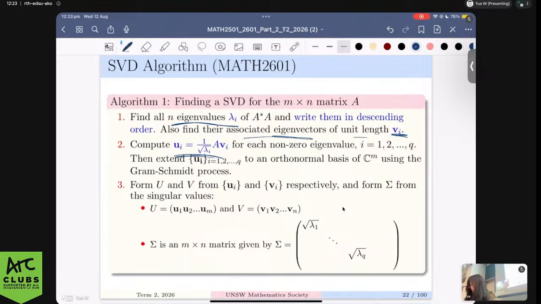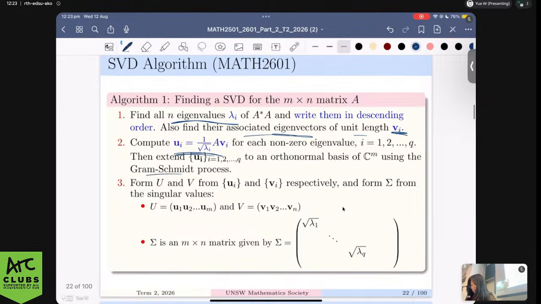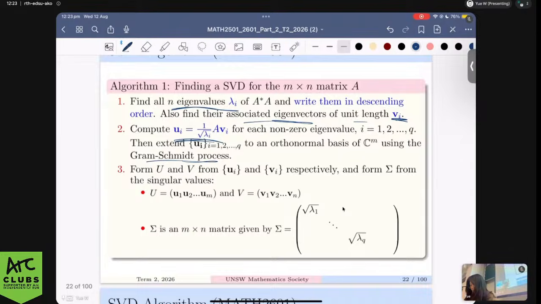And from there you can extend it to an orthonormal basis, either using the cross product or this here. So we form U and V from our columns Ui and Vi respectively, and we form sigma from the singular values of this stuff here.